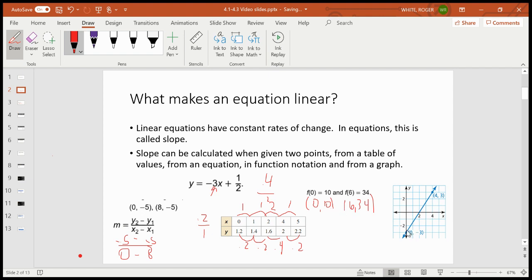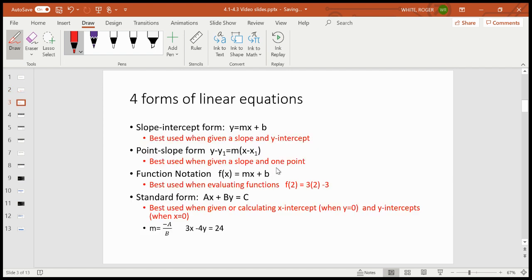The last one here is from a graph, and what we typically do is start from the left side and ask if we go up or down. In this case, we're going to go up, and we go up 6 and right 4. So if we go up 6, right 4, that gives us a slope of 3 over 2. Those are different ways to find slopes, because that's going to be important later on in this video.